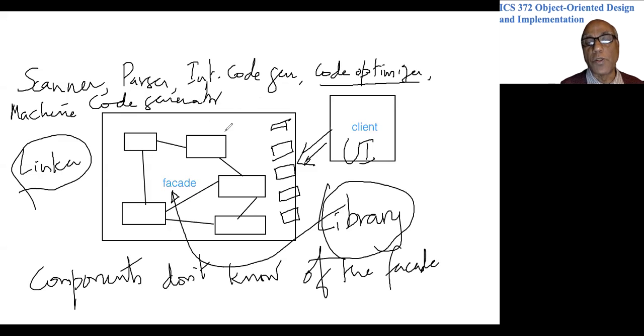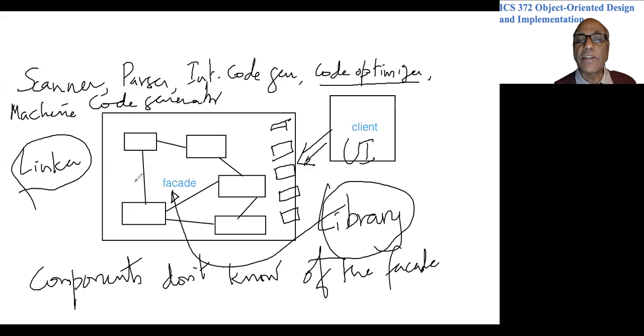But the facade knows about all the components that make up the system. Some students confuse the facade and the mediator. The purpose of the mediator is different. The purpose of the mediator is to reduce the communication complexity. Here, the purpose of the facade is to essentially provide a convenient interface for the client.